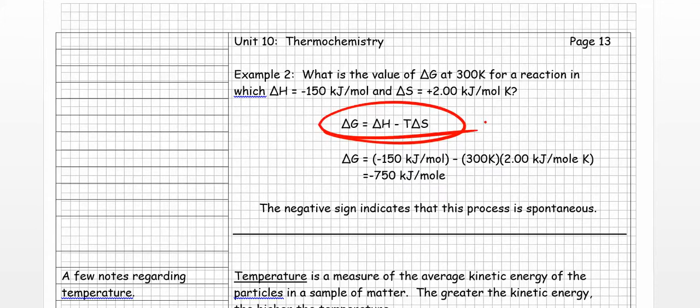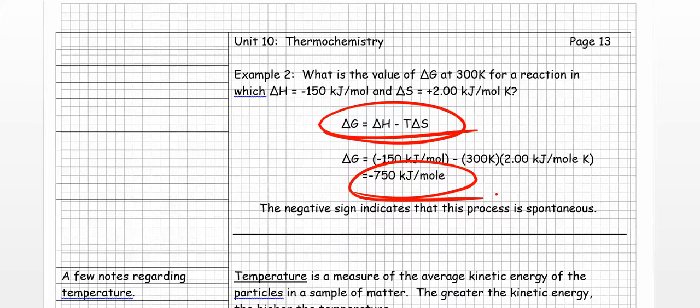I want to relate delta G, delta H, and delta S through temperature, right? So here we go. Delta G then is equal to minus 150, that was the delta H, minus the temperature, I'm told that is 300 K, so I'll plug that one in there, times the delta S, which is 2.0 kilojoules per mole per degree Kelvin. I don't have to worry about the conversion here because this is already kilojoules per mole per degree Kelvin, and so what I get is minus 750 kilojoules per mole.